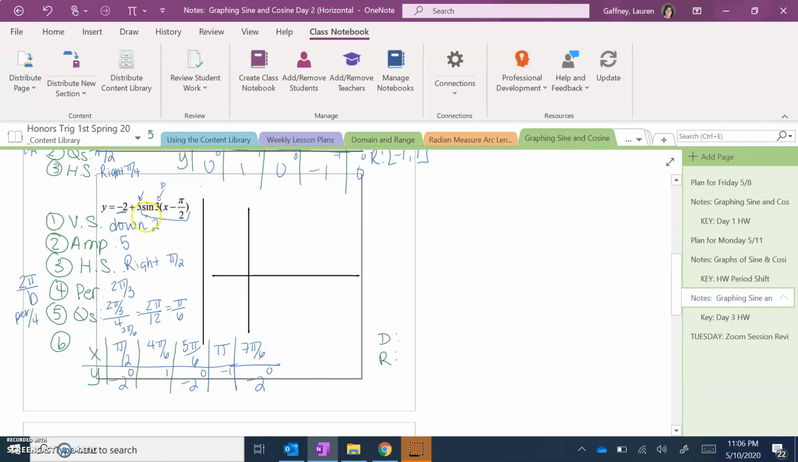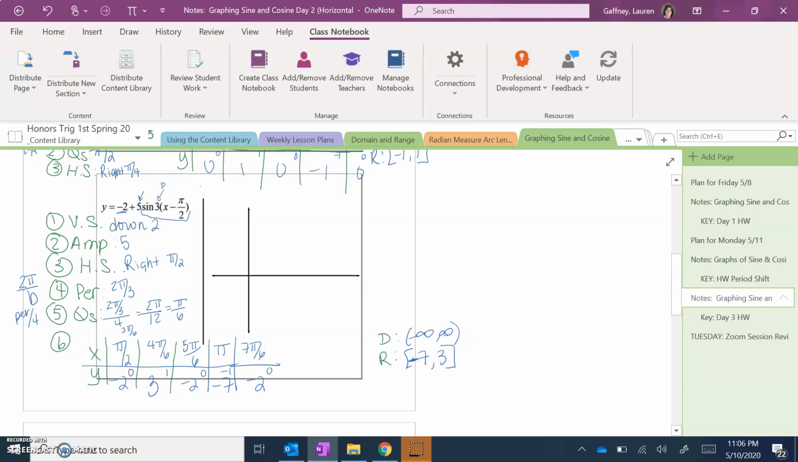If the trig function portion came out to 1 times 5 and then minus 2, that would be 3. If this came out to -1 times 5 minus 2, this would be -7. So now my domain is still -infinity to infinity. My range, my lowest value is -7. My highest value is 3.